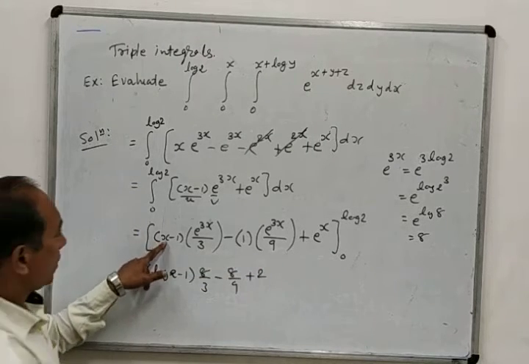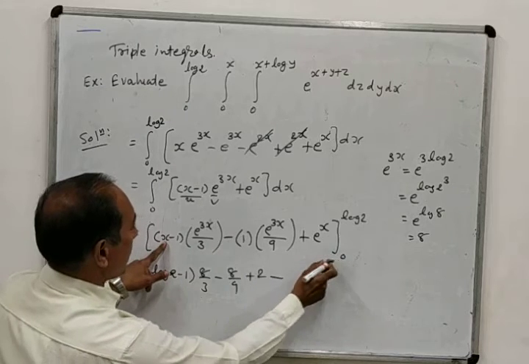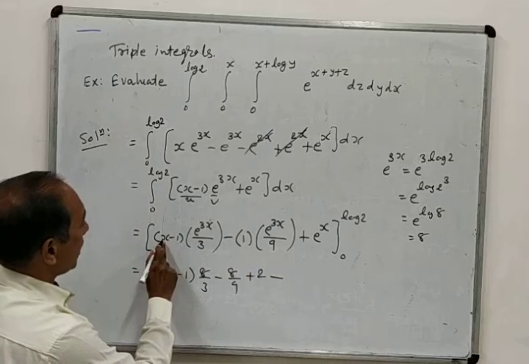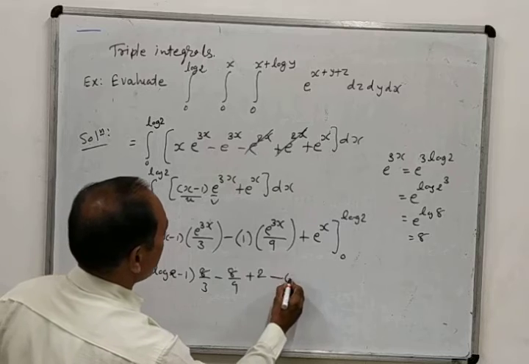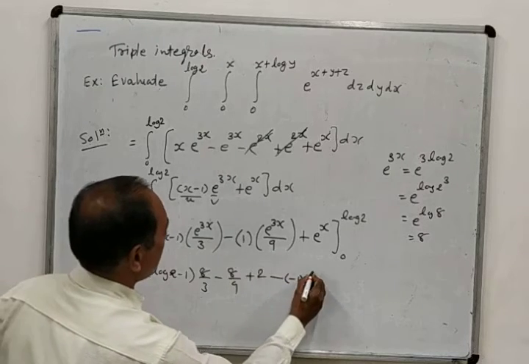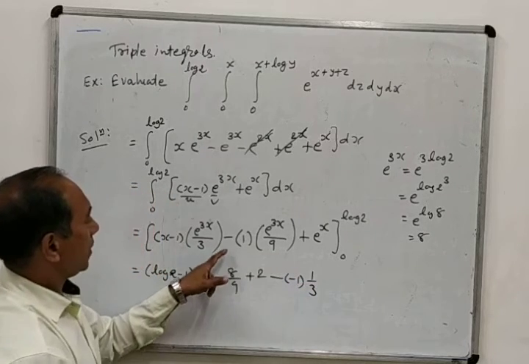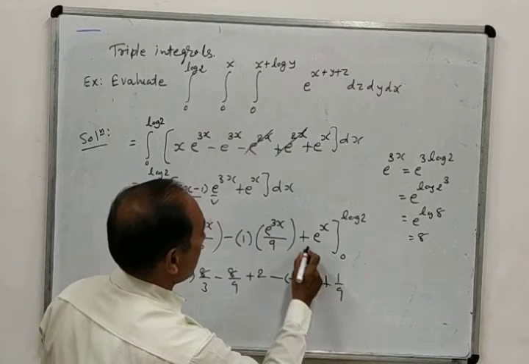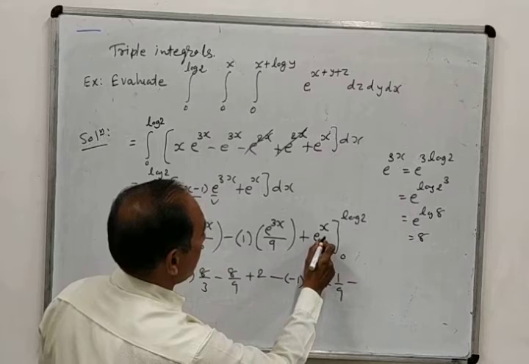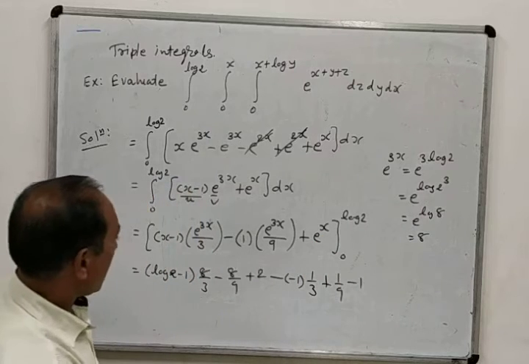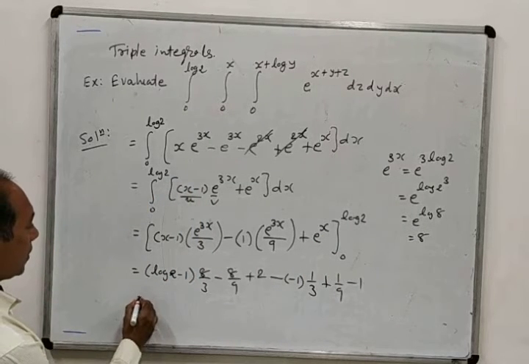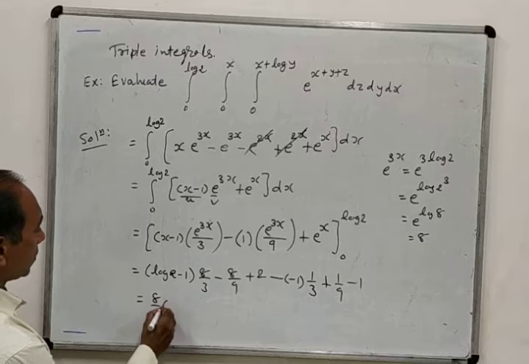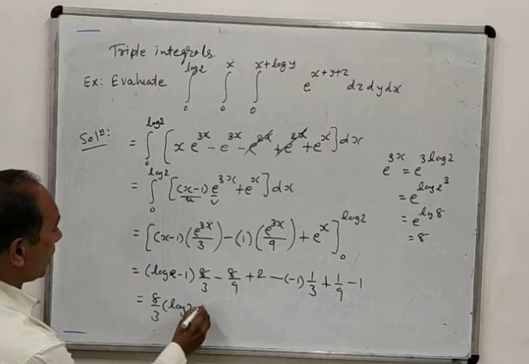X equal to 0. So when we put x equal to 0, then the minus sign will come. And here x equal to 0, 0 minus 1 means minus 1. E raised to 0 is 1, so it is 1 by 3. Here it will become plus. E raised to 0 is 1, so 1 by 9. It will become minus. So e raised to 0 is 1. So after that, you can have the problem solution log of 2 minus 1, 8 by 3.